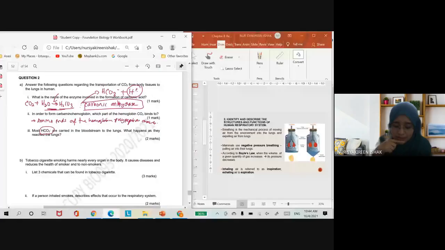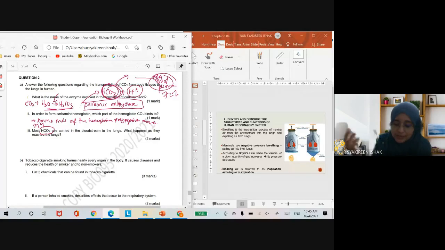So number 3, most of the bicarbonate, make sure dia punya subscript 3, superscript minus tu betul-betul letak dia. Most of the bicarbonate ions are carried in the bloodstream to the lungs. So dia akan keluar daripada red blood cells and carried in the blood plasma kan. Berapa persen? 72% kan. 72% as bicarbonate ion is carried in the blood plasma. So most bicarbonate ion, most tu sebab apa? 72%.